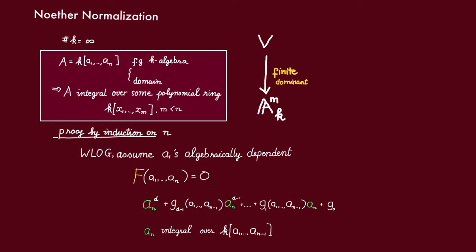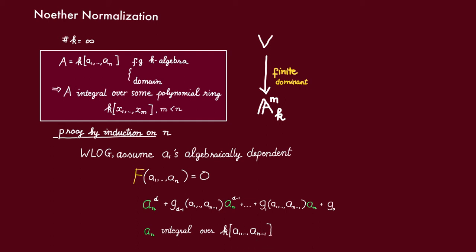Otherwise, we can suppose that they are algebraically dependent with some relation f, and we can argue that without loss of generality, we will be able to assume that one of these leading coefficients of some of these a_i is going to be non-zero, so we can view this as a monic polynomial in the variable a_n with coefficients in k adjoining the remaining a_1 to a_{n-1}.